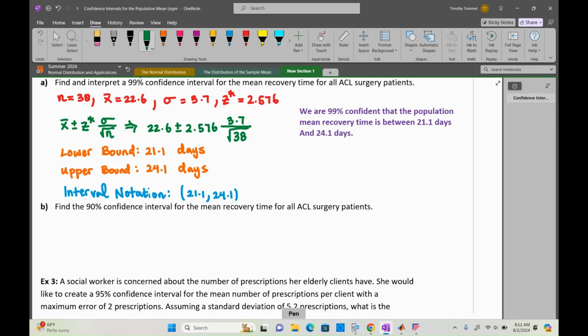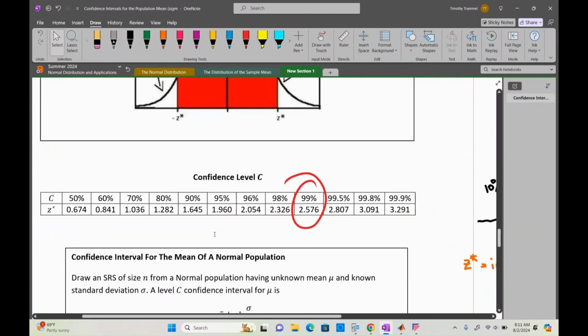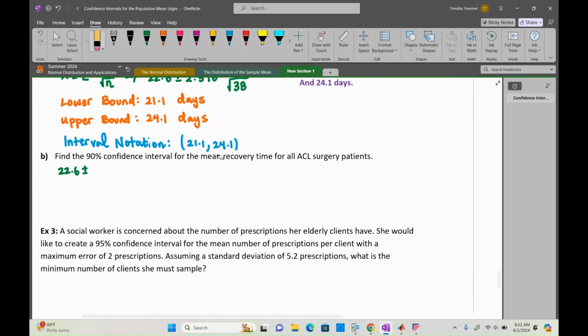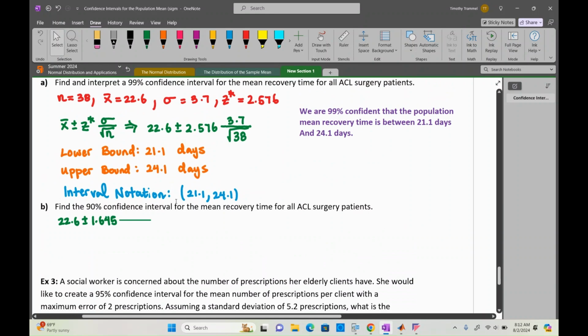So we have our sample mean of 22.6. We have plus or minus. Now we need to find Z star for 90% confidence. So Z star for 90% confidence is this 1.645. And then we just need sigma and n. So sigma was 3.7, and we want to divide by the square root of the sample size, and that was 38.